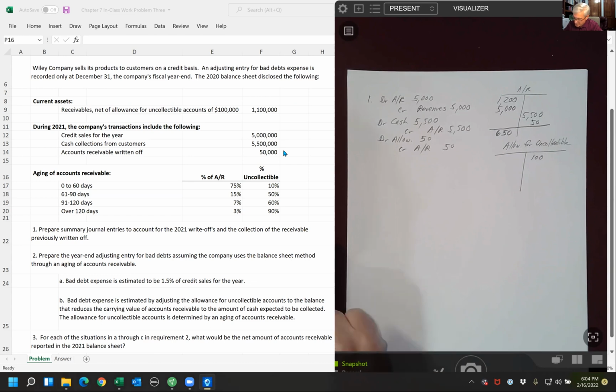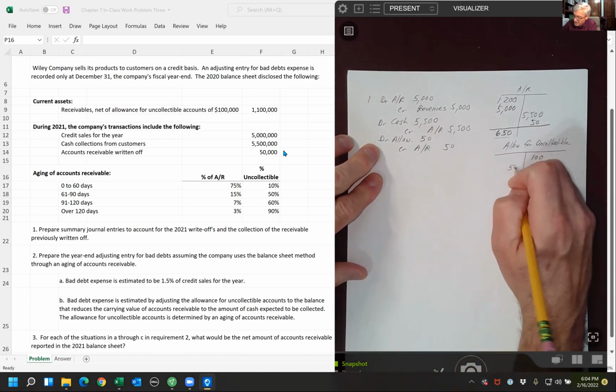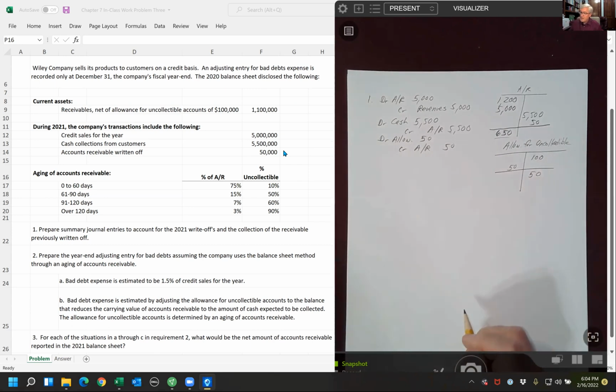$1,200. Then cash collections of $5.5 million, and we had to write off 50. So 650, that's the correct balance. And then the allowance, that's a little bit easier. 100 minus 50, we've got 50 in the allowance. And this is before we do our adjusting entry.